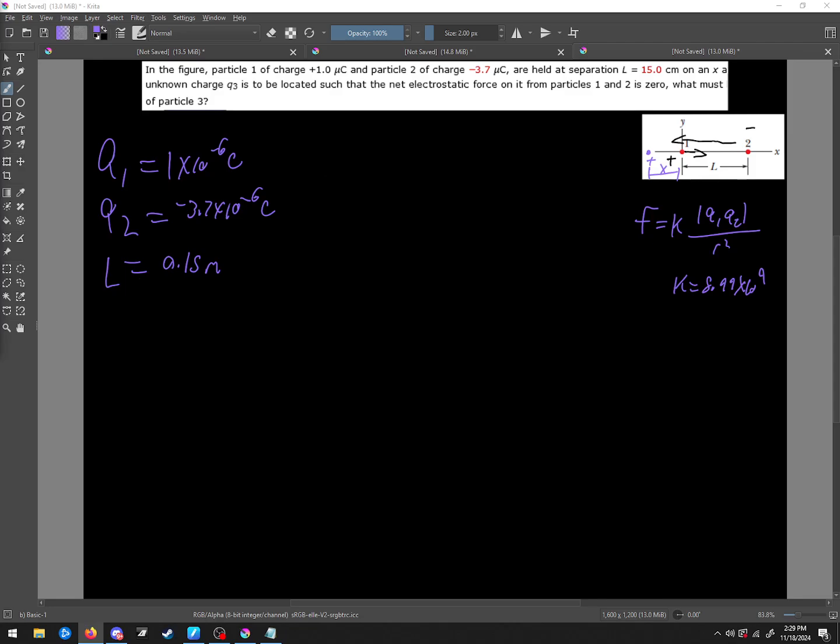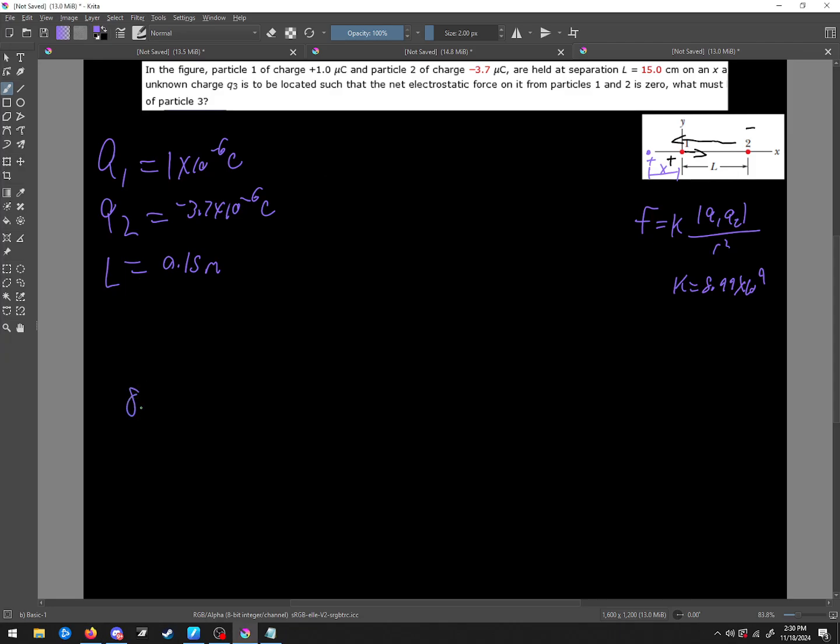So, given this, let's see, yes, we can say that knowing k, q1, q2, all over r squared, we can assume the particle here is positive and at a certain unknown distance here, which we are to solve for.